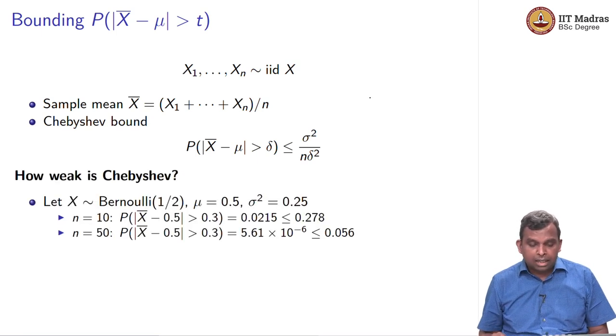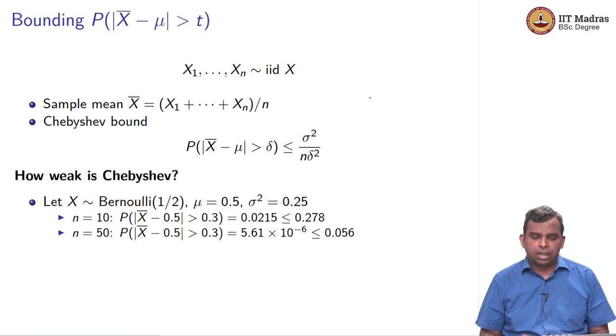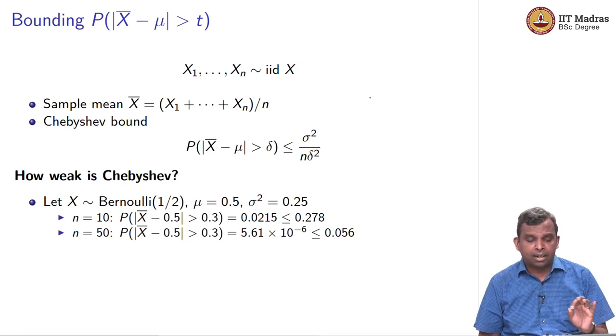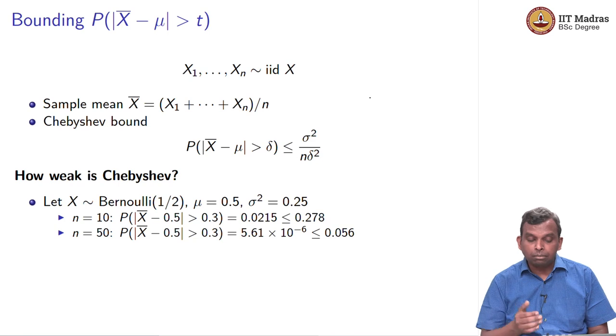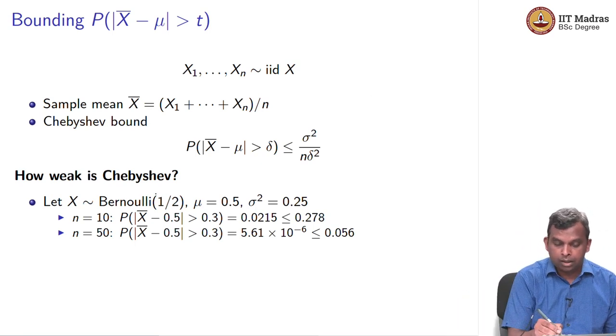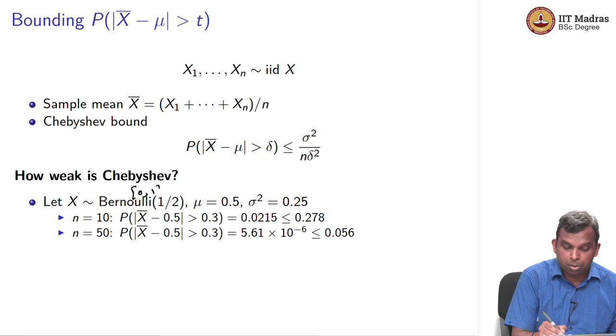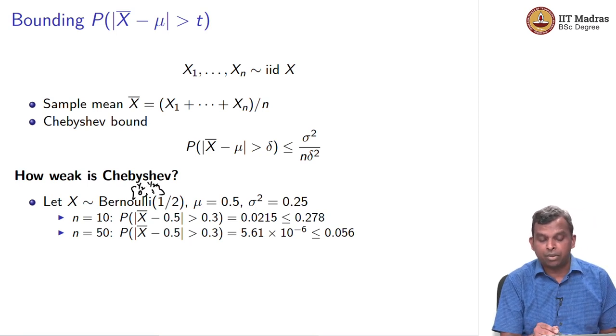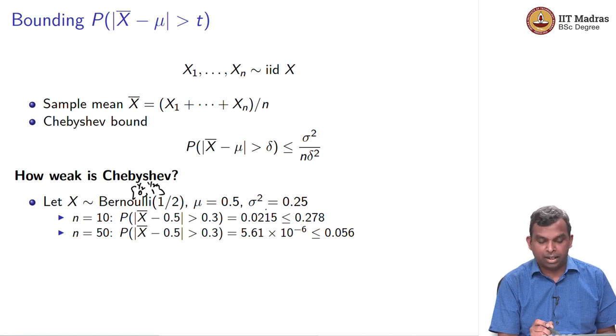But let's see how weak this Chebyshev inequality is. We'll take X to be Bernoulli half, which has mu as 0.5 and sigma square as 0.25. Bernoulli half is just 0, 1 taken with probability half. Expected value of X is half, expected value of X squared is also half. So the mean and variance will turn out to be 0.5 and 0.25. You can do this calculation, it's not very hard.